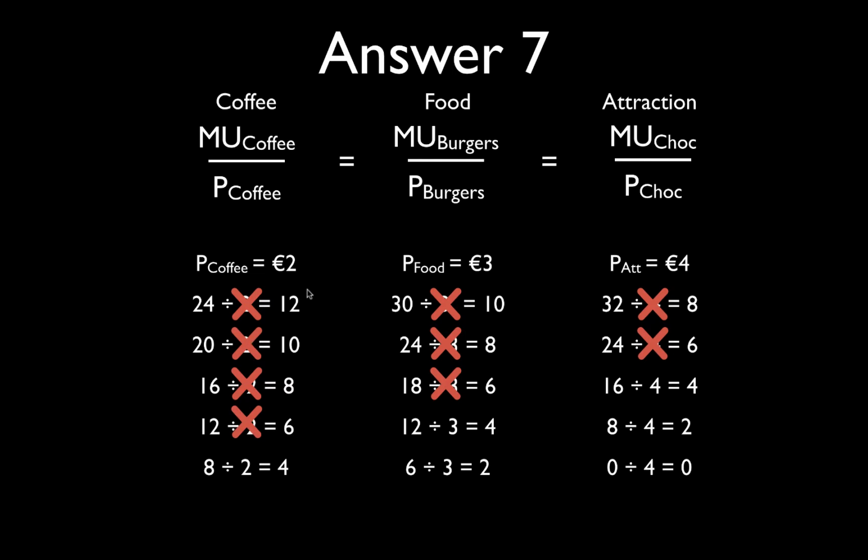So what he had was €25 to spend. So it's 2, 4, 6, 8. 8 plus 3, 6, 9. 8 plus 9 is 17. Plus 8, 17 and 8 is 25.